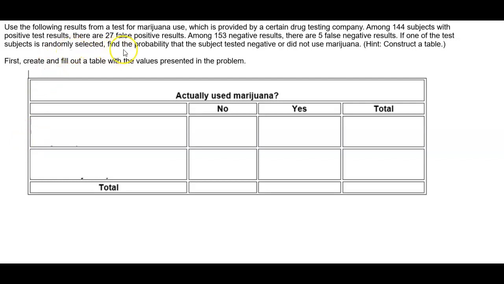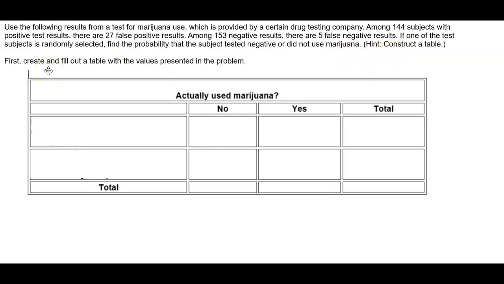Use the following results from a test for marijuana use, which is provided by a certain drug testing company. Among 144 subjects with positive test results, there are 27 false positive results. Among 153 negative results, there are 5 false negative results. If one of the test subjects is randomly selected, find the probability that the subject tested negative or did not use marijuana. Now, first thing we want to do is construct a table.